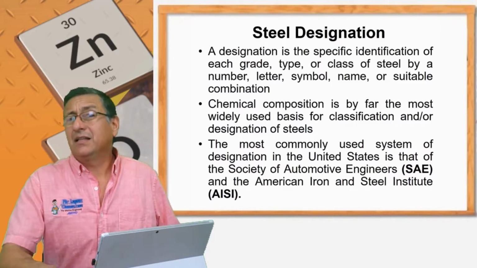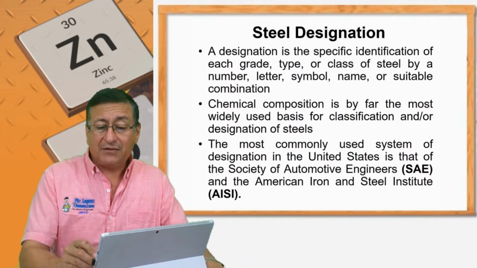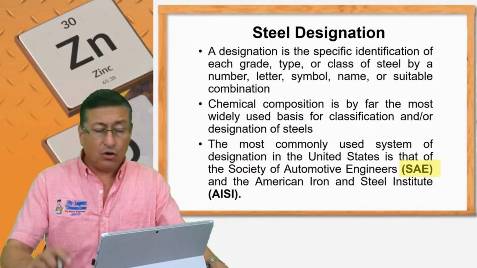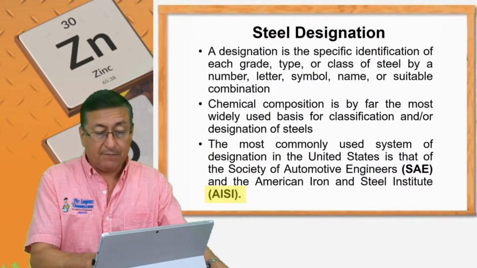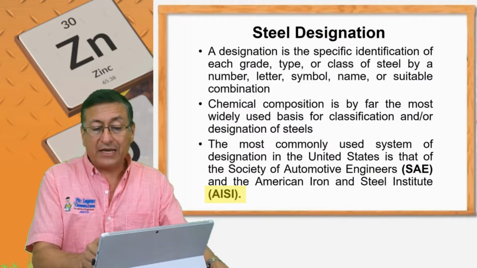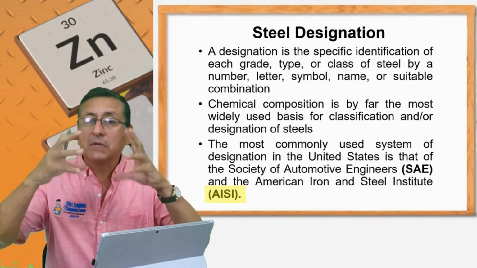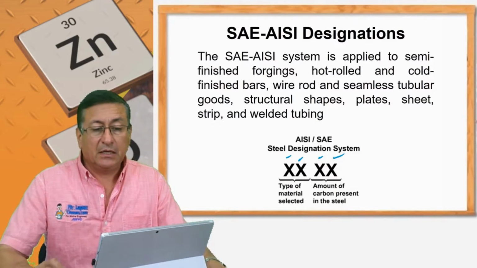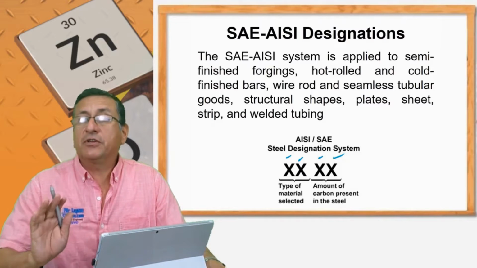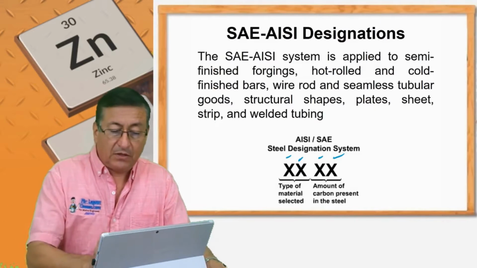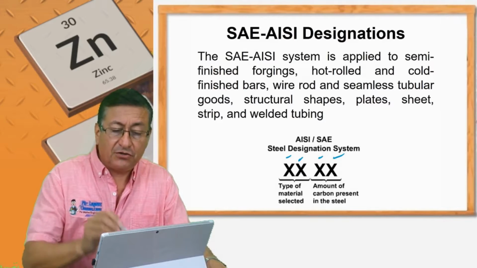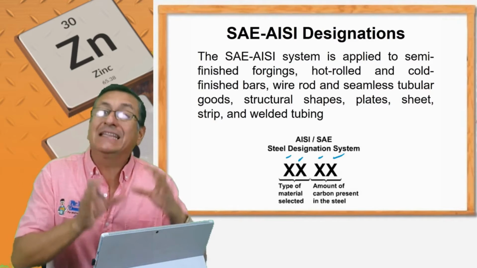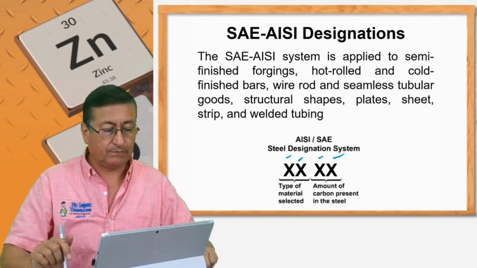The specification of the steel is according to SAE, the Society of Automotive Engineers, and also AISI, the American Iron and Steel Institute. Both of them regulate the designation of steels. Both of them have the following specification. They use 4 digits in the designation of the steels. And this is the meaning of each of those 4 digits.